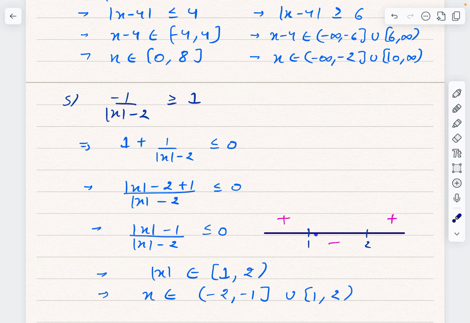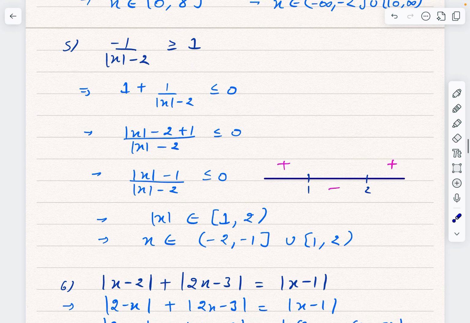Use wavy curve here. 1 and 2 are the roots. We're using wavy curve on |x|, so whatever range we get here will be the range of |x|. Roots of |x| right now are 1 and 2. So positive, negative, positive, and you want less than or equal to 0. So |x| belongs to closed 1 to open 2. Using the fourth property, minus 2 to minus 1 union 1 to 2. So 1 and minus 1 are closed, 2 and minus 2 are open because 2 was the root of the denominator. I hope it makes sense. Next problem.